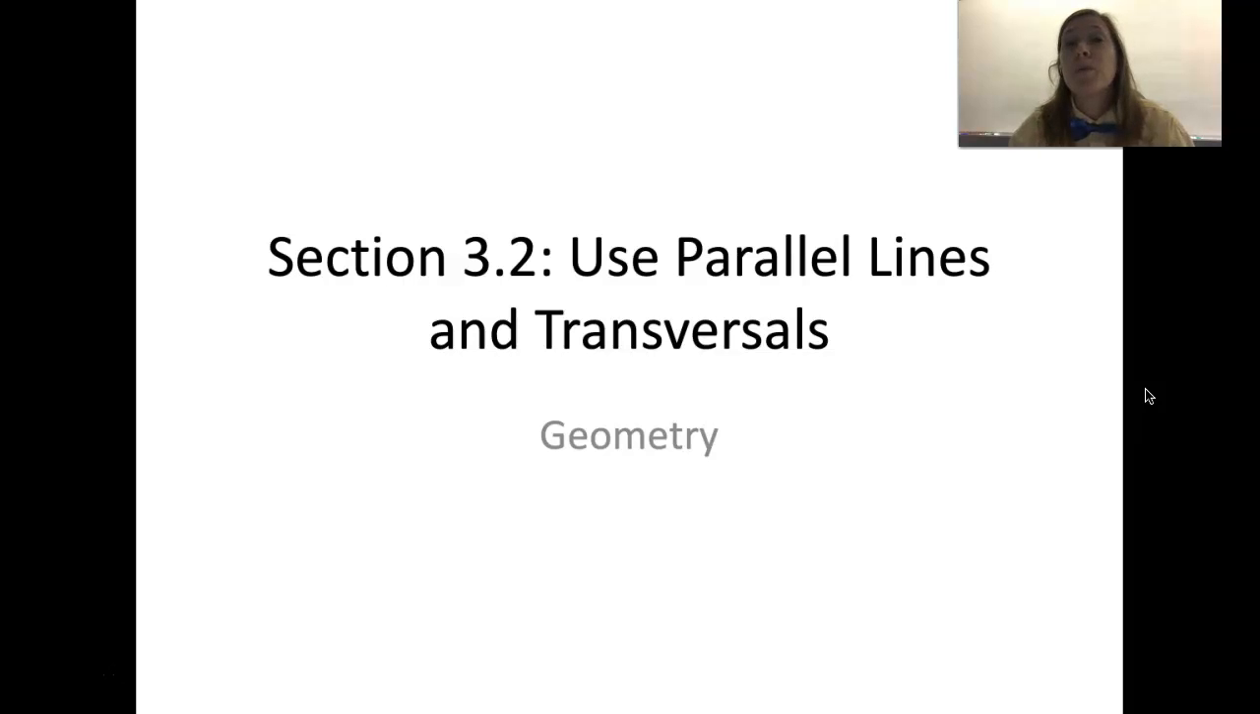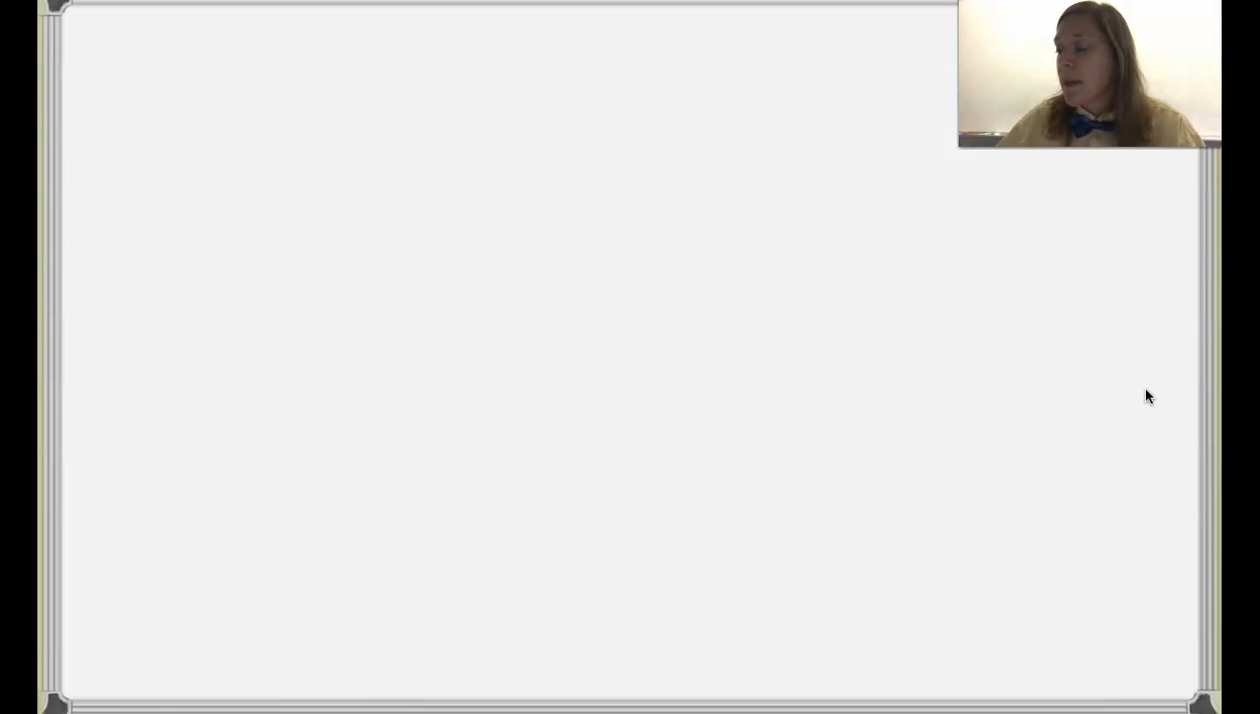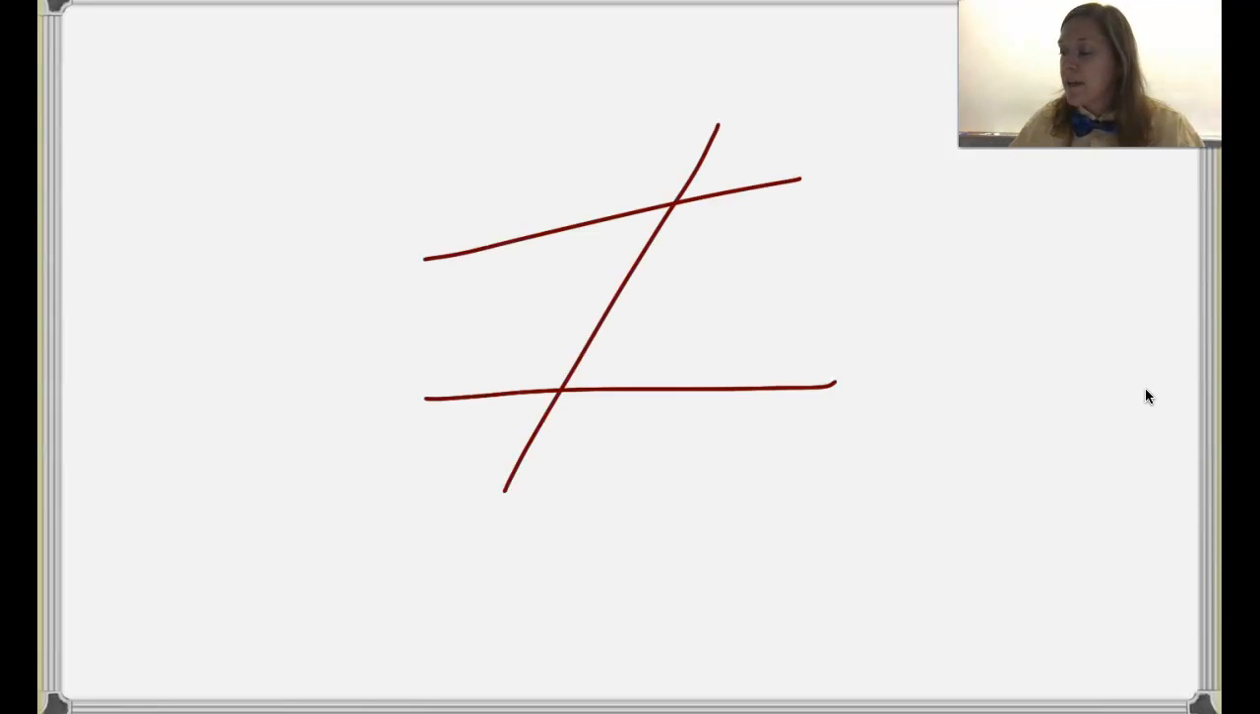In section 3.1 we talked about transversals just intersecting any line. So if you really quickly remember, we had just two lines, transversal going through. Do you remember the name that we called angles 1 and 2? Hopefully you said corresponding. What about angle 1 and angle 2 here? Do you remember what those were called?